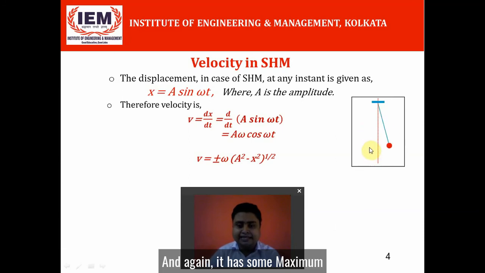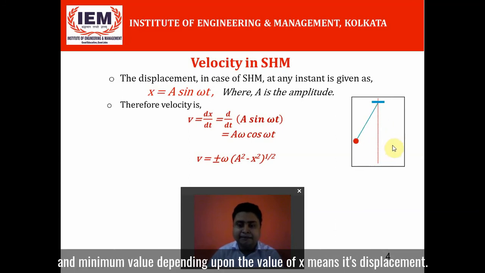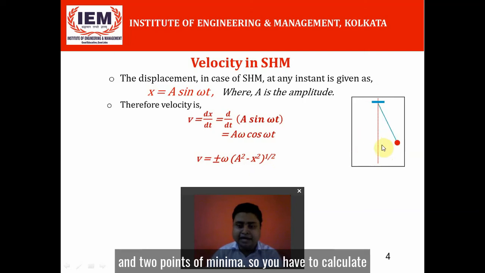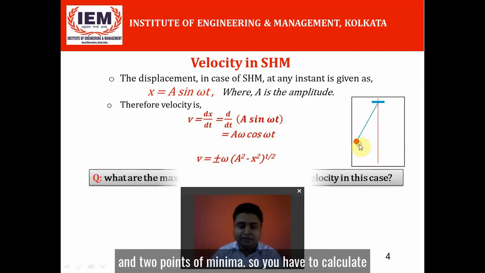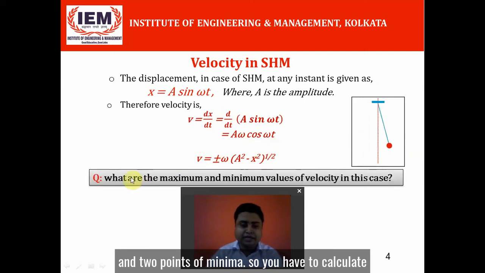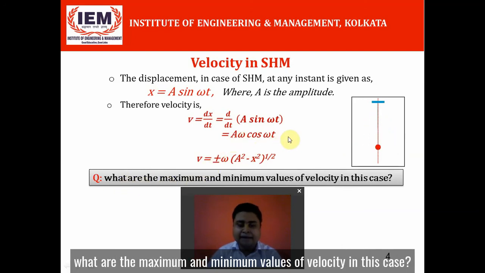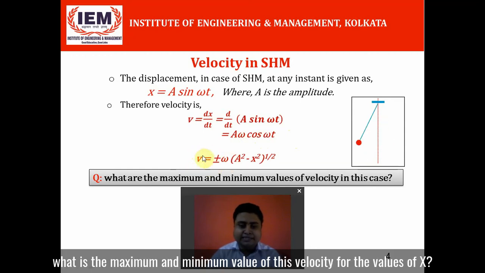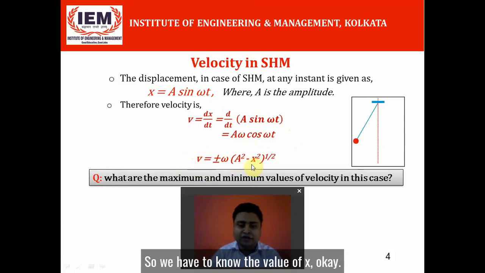And again it has some maximum and minimum value depending upon the value of x, meaning its displacement. So there will be 2 points of maxima and 2 points of minima. You have to calculate what the maximum and minimum values of velocity are in this case. It is very easy. You have to take the maximum and minimum value of this velocity v for the values of x. So we have to know the value of x.